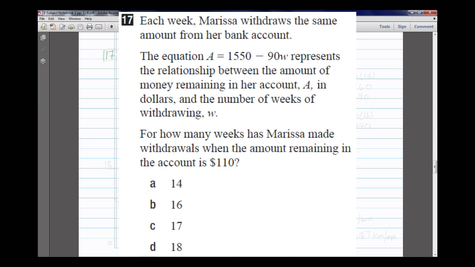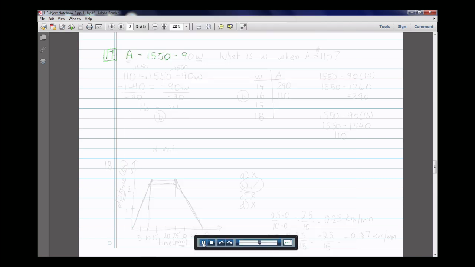Now we'll look at multiple choice number 17, and it reads, each week Marissa withdraws the same amount from her bank account. The equation A equals 1550 minus 90W represents the relationship between the amount of money remaining in her account A in dollars and the number of weeks of withdrawing W. For how many weeks has Marissa made withdrawals when the amount remaining in the account is 110? So what they're asking is, what is W when A equals 110?